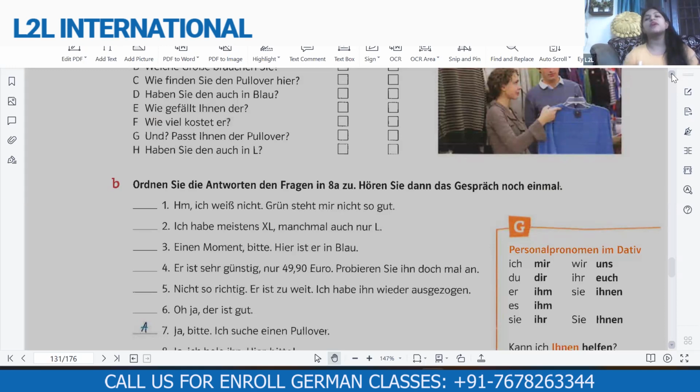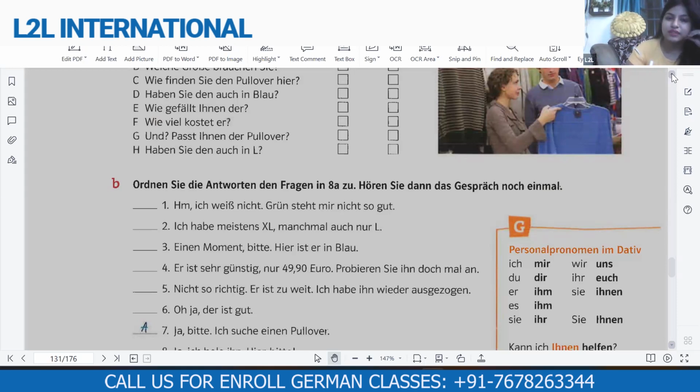Ausgezogen is the participle for ausziehen. Anziehen means to put on. Ausziehen means to put off, utar dena, undress. Anziehen, to dress. Ausziehen means to undress, and ausgezogen is the participle zwei. So I have again undressed that pullover. Now he's saying, haben Sie den auch in Blau? Do you have it in blue?